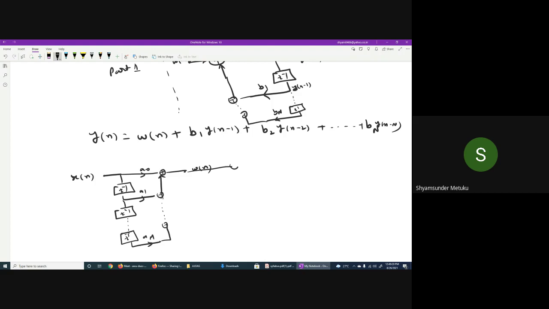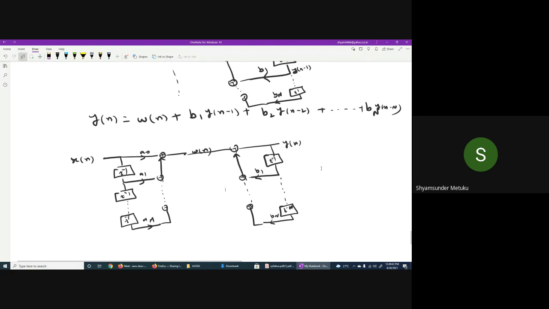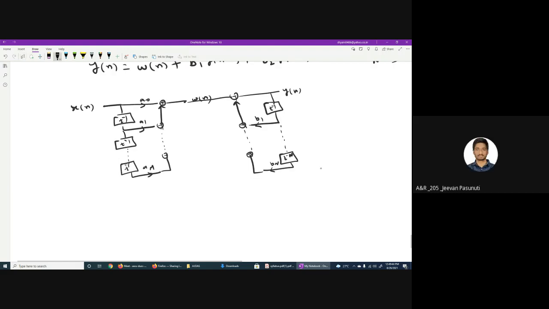Then again it will be continued. You have y of n here. Then you have a Z inverse, then multiply with b1, up to bn. This is Z power minus n, right? Then it will be bn. I hope you got the final structure. So Z power minus 1 or Z power minus n, sir? Minus 1 only, but nth time, isn't it? Nth time, yes, sir.